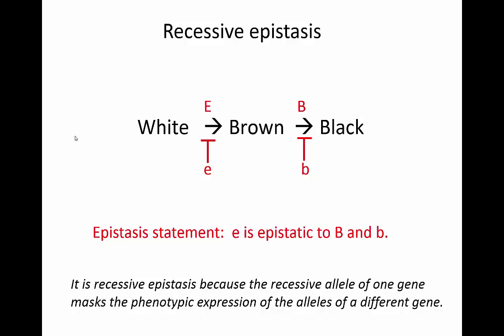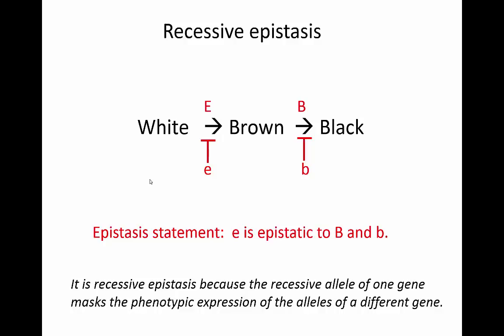The last thing I'd like to say is that for every problem like this, we can come up with an epistasis statement. So remember, the definition of epistasis is simply that an allele of one gene masks the normal phenotypic expression of an allele or alleles of a different gene. So when we have a pathway like this, it's really easy to see that when we have an allele that blocks the very first step, that is the one that is going to be epistatic to the other alleles. So little e is the allele that is blocking the normal phenotypic expression of both big B and little b. You can't see brown and you can't see black as long as you are little e, little e.